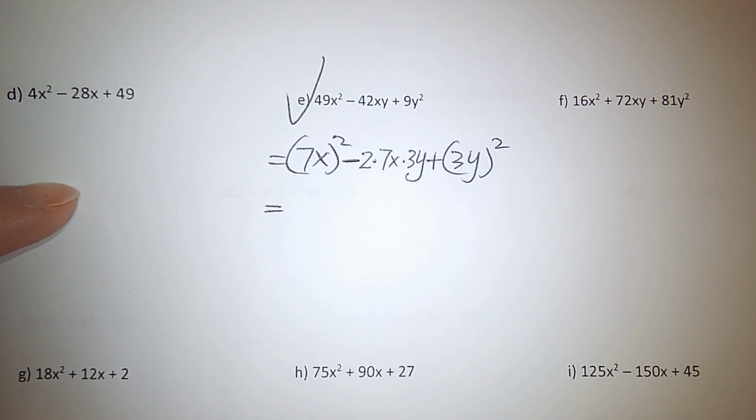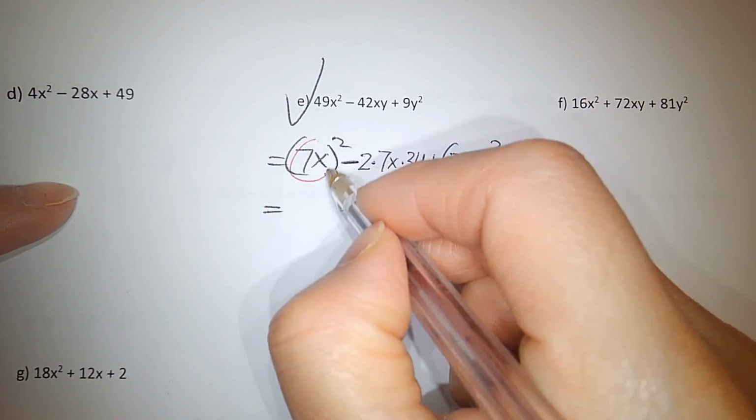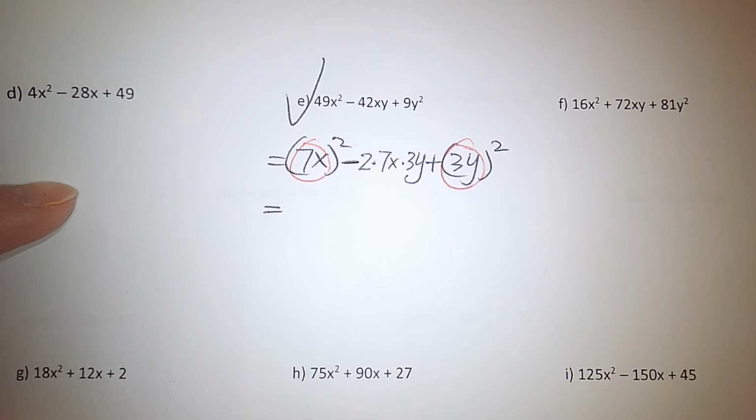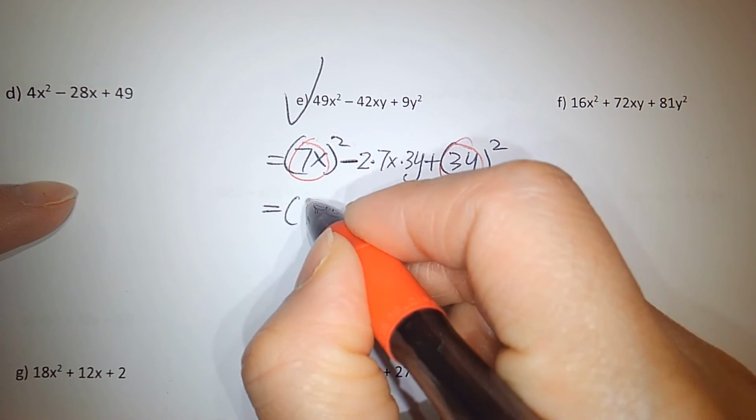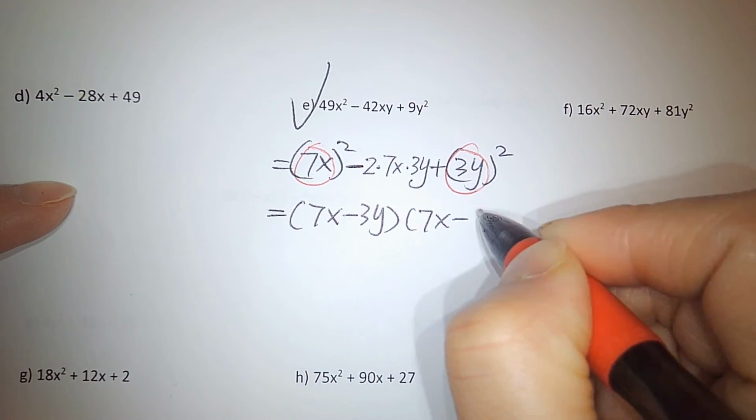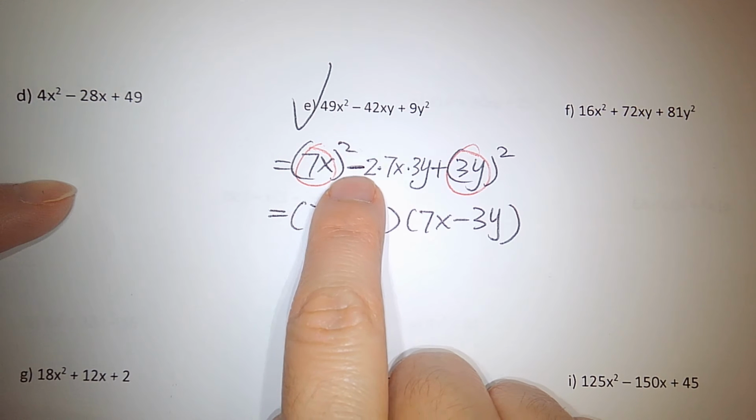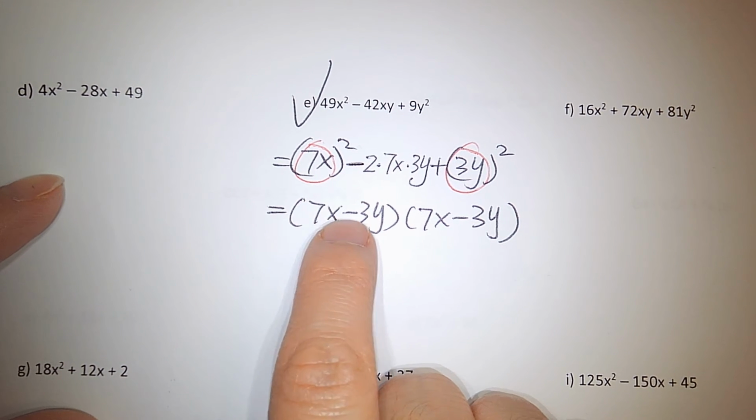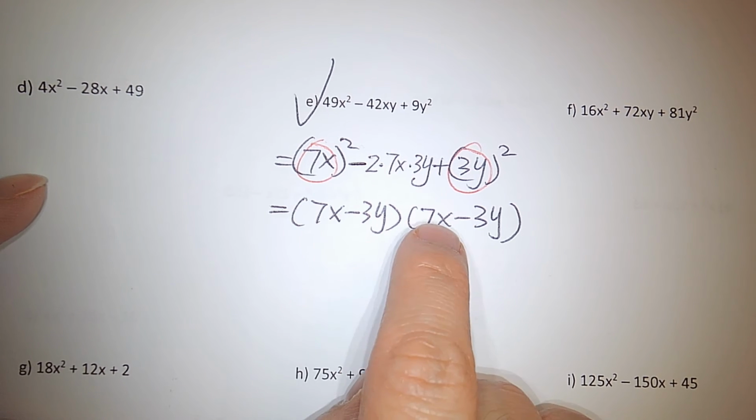So, what are the A and B? A is 7x, B is what? 3y, okay? So it can be factored to be 7x minus 3y times 7x minus 3y. Depends on the middle term's sign. If this is negative, we factor to be A minus B times A minus B.